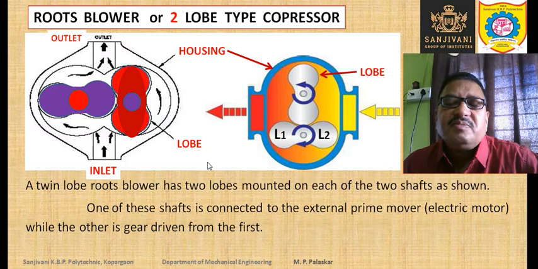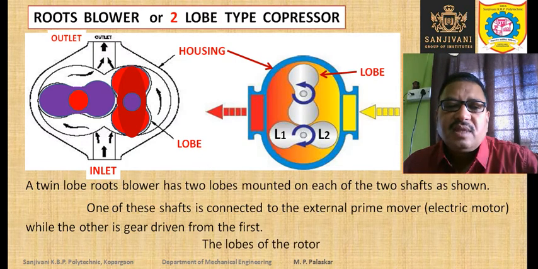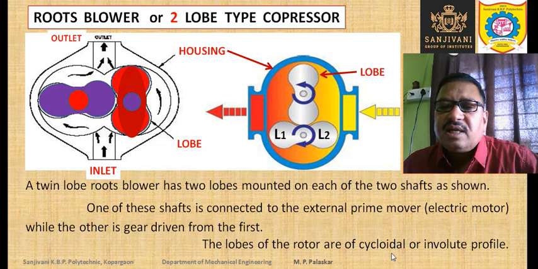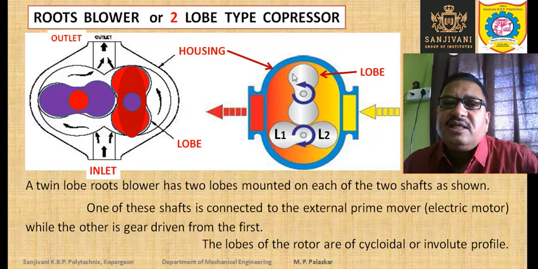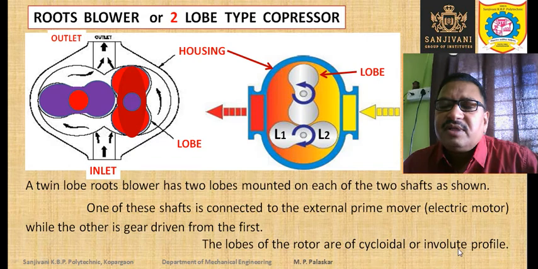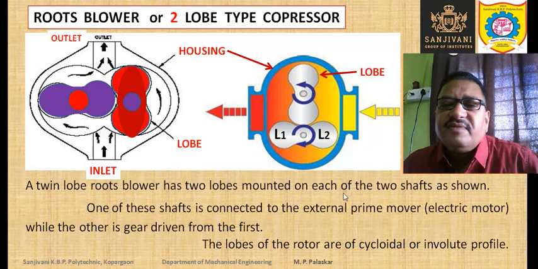The rotors consist of two lobes each. The lobes of the rotor have a cycloidal or involute profile. If you look at the profile of these particular lobes, it is cycloidal or involute. A cycloid is a curve, and an involute is also a curve, so this shape of the profile is a curve that may be either a cycloid or an involute.